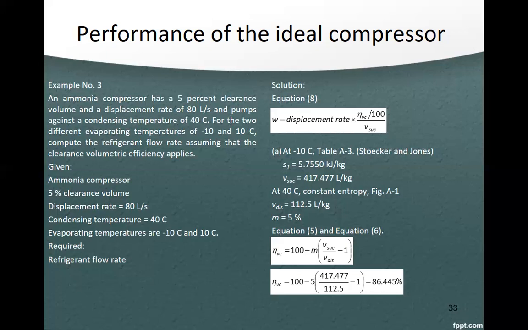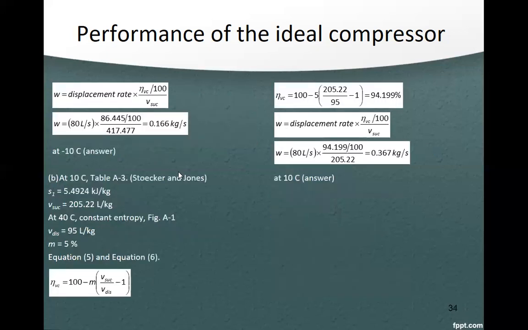From equation 5 and equation 6, the volumetric efficiency is equal to 100 minus M times the suction specific volume over the discharge specific volume minus 1. 100 minus 5 times 417.477 over 112.5 minus 1 becomes 86.445%. This is the volumetric efficiency. With the displacement rate given as 80, W is equal to displacement rate times volumetric efficiency over 100 divided by the suction specific volume, or 80 liters per second times 86.445 over 100 divided by 417.477, which is 0.166 kilogram per second. This is for negative 10 C.